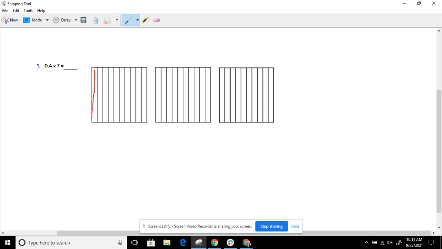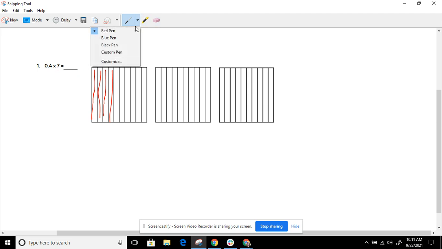1, 2, 3, 4. And my shading's not perfect because I'm using a mouse on my computer, so it's a little messy, but if you have yours printed out or draw yours out, it'll be a lot easier for you to shade them in. So there is my first group of 4/10 in red. I can even label that, 4/10. We need 7 groups.